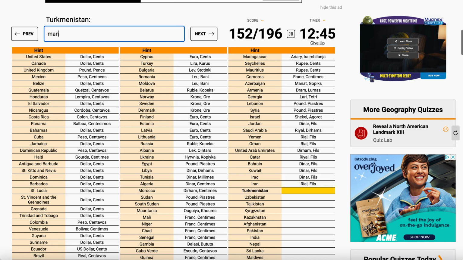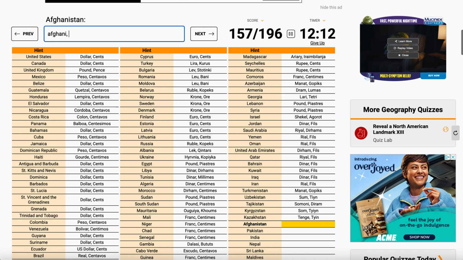Turkmenistan is the same as Azerbaijan, uses the manat, divided into gopiks. Uzbekistan is the sum, S-U-M, and that is divided into tiyin. Tajikistan is the somoni, and that is divided into diram. Kyrgyzstan is the som, S-O-M, that is divided into tyiyn. Kazakhstan uses the tenge, and that is divided into tiyn. Now, it's the same dividing unit, slightly different spellings, different dialects.